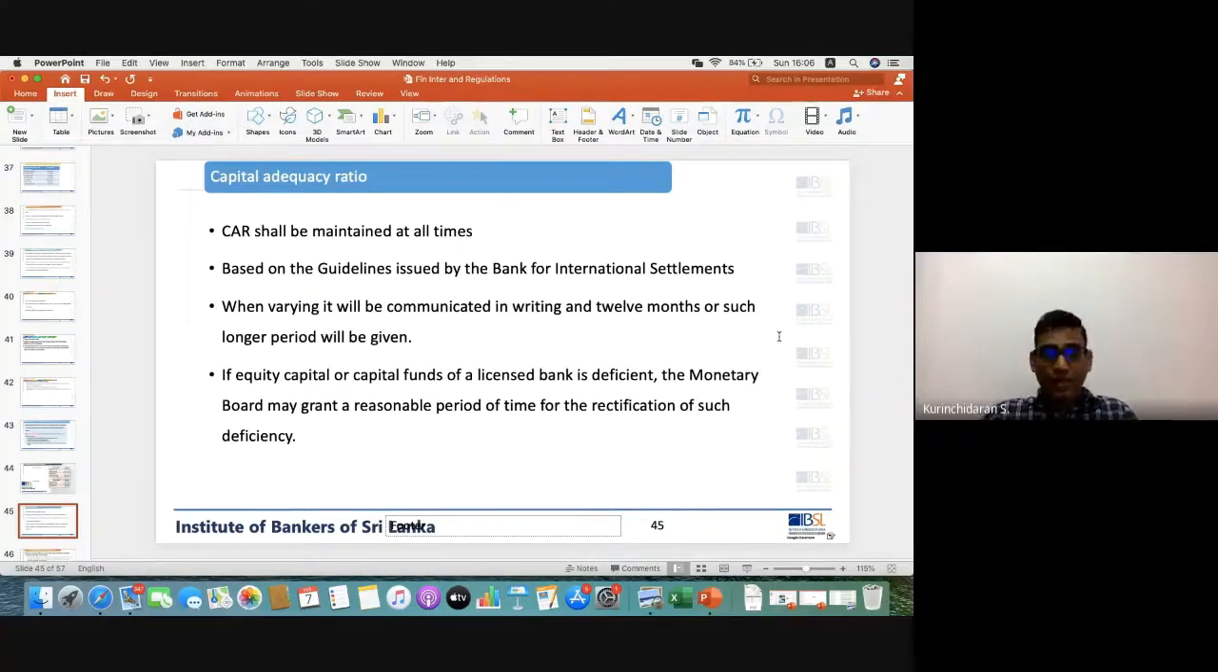When varying, it will be communicated in writing, and 12 months or such longer period will be given. If there are changes to those requirements, that would be communicated in writing, and a period would be given to comply with them. Because some of the regulations, as I said earlier, like the minimum capital requirement, are not easy. Raising capital is not an easy thing, because it's very costly and risky as well. So sometimes the time may be extended. And if the equity capital or capital funds of a licensed bank is deficient, the monetary board may grant a reasonable period of time for the rectification of such deficiency. Or if some of the banks are not complying with the requirement, the monetary board can grant a reasonable time for that.